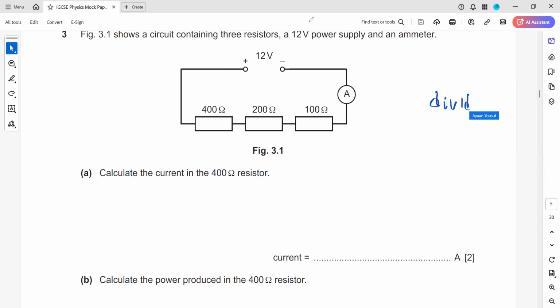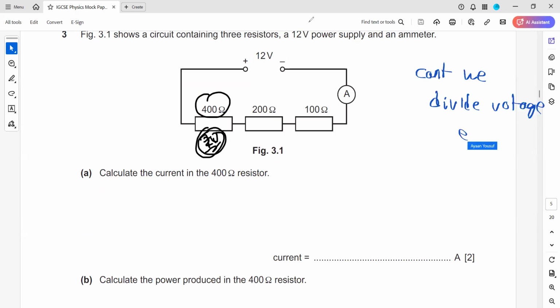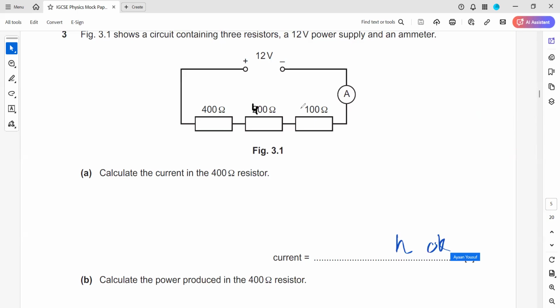Can't we? Yes, you can divide the voltage. No, it will not divide evenly. Why will it not divide evenly? Because these resistances are different. If these resistors were identical, if this was 400, and this was also 400, then it will divide evenly. It will be 4, 4 and 4. But because they are uneven resistances, one is 100, another 200, another 400, the resistance is different. The voltage will also be different. Total will be 12. The EMF will be 12. Total potential difference will be 12 as the EMF is equal to 12.